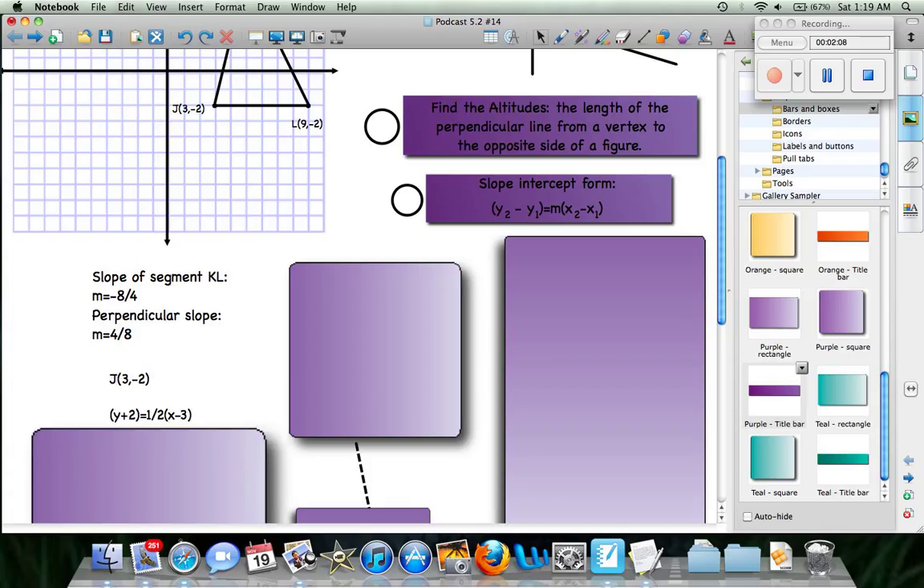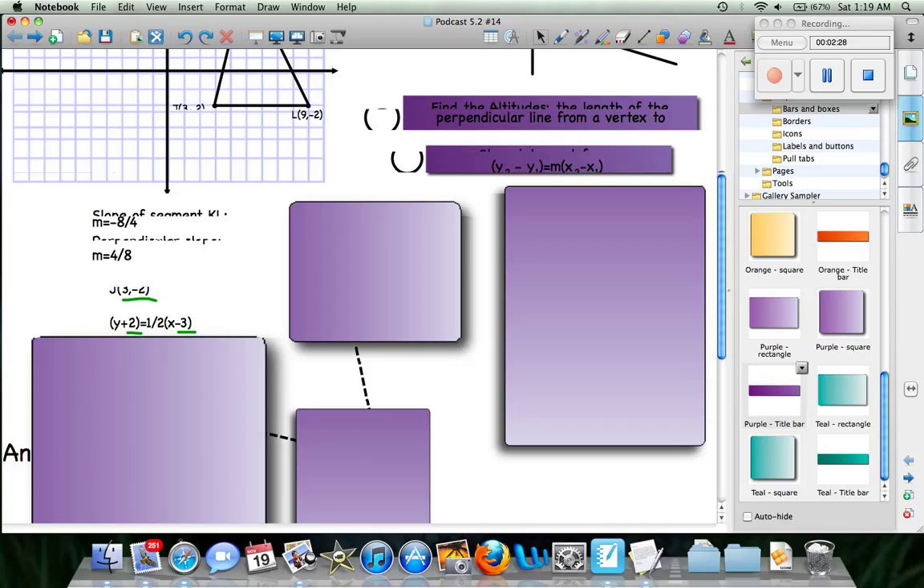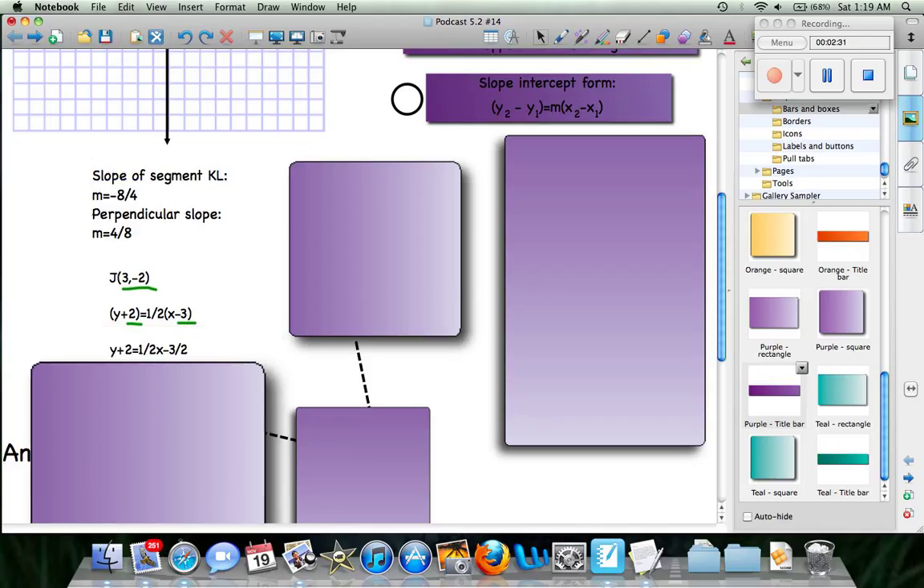So we're going to use the coordinates of point J, which is (3, -2). And then we're going to plug that into the point-slope form, and we'll get y plus 2 equals 1/2 times (x minus 3). And then once we multiply 1/2 by (x minus 3), we get y plus 2 equals 1/2 x minus 3 over 2. And then we subtract 2 from both sides of the equation and get y equals 1/2 x minus 7 over 2.